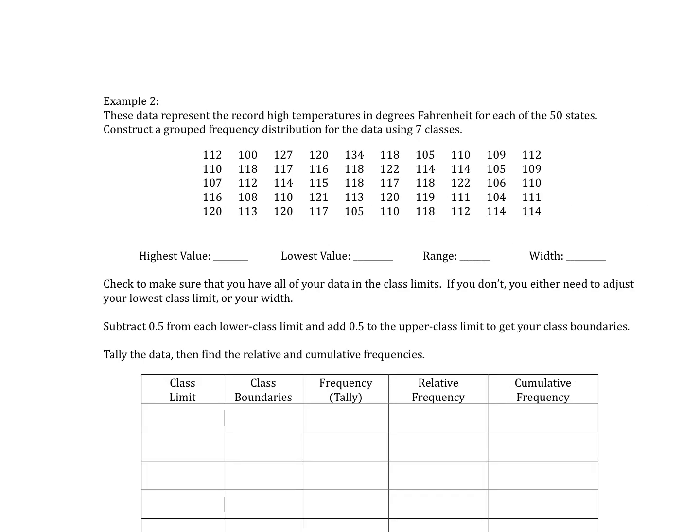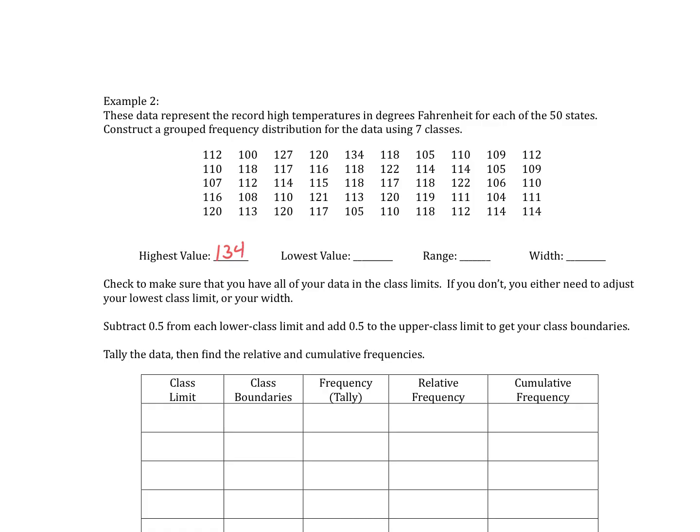So, example 2. This data represents the record high temperatures in degrees Fahrenheit for each of the 50 states. Construct a grouped frequency distribution for the data using 7 classes. So I'm telling you how many groups there are. The highest value out of that is 134.